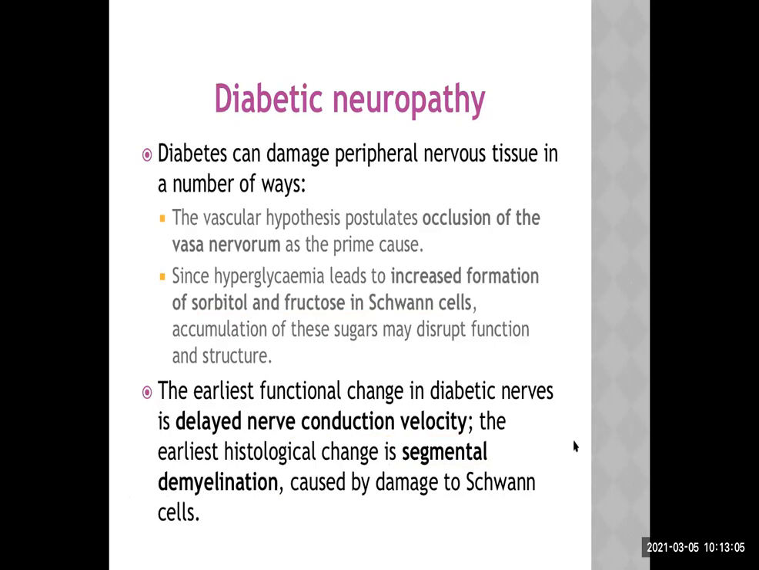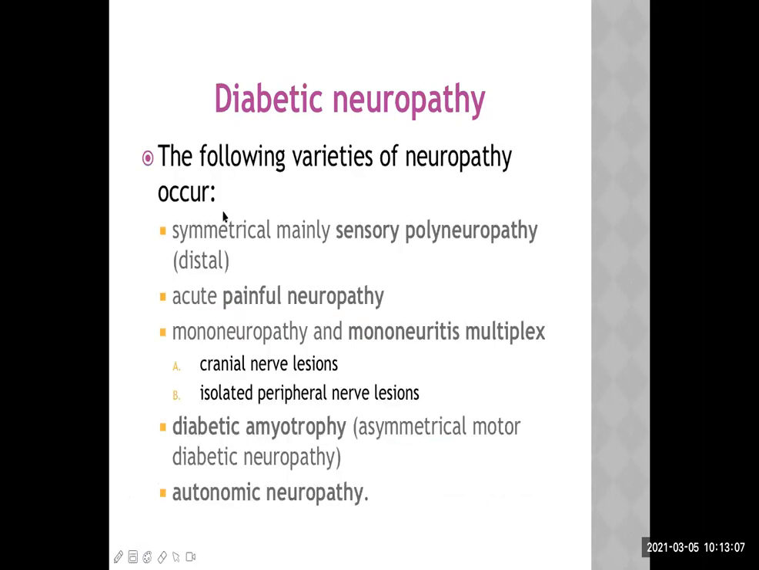Now, because of this, what happens to the patient? What are the clinical features? See there, the following varieties of neuropathy occur, like symmetrical, which are mainly sensory. So they are symmetrical sensory polyneuropathy. Always the distal parts of the limbs are involved first. Another may be acute painful neuropathy. Third may be mononeuritis multiplex.